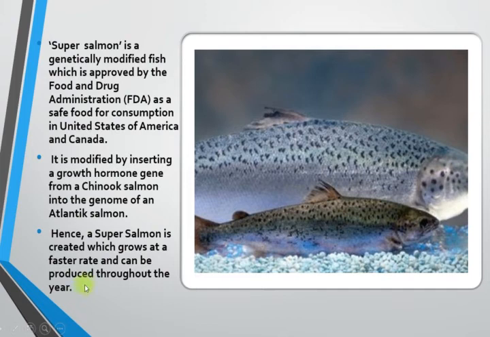Alright, so the super salmon is produced when the growth hormone gene from a Chinook salmon is inserted into the gene of the Atlantic salmon. So it will produce the combination of the genes and the salmon will become super bigger, bigger than the original salmon. Okay, so this is another example of the GMF, genetically modified food.